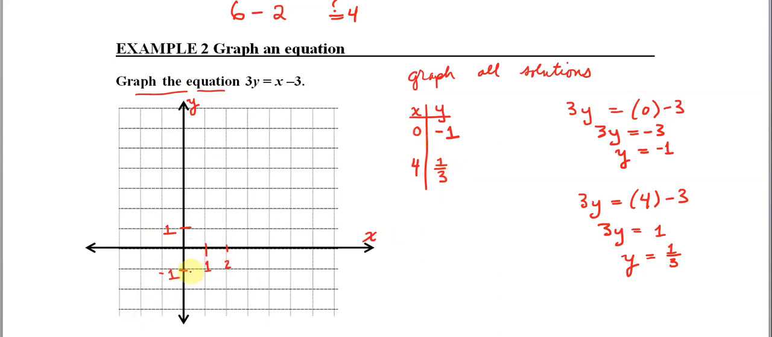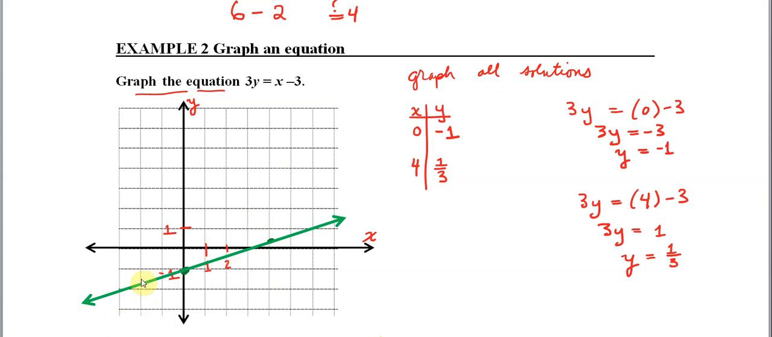Then we're going to graph our point (0, negative 1). That's going to be this dot right there. The x coordinate is 0, y is negative 1. Then (4, 1/3). So we're going to the right 1, 2, 3, 4, and up 1/3. So that's about right there. These are 2 solutions to this equation, but we want all the solutions. Because this is a linear equation, we can give all of the solutions pretty quickly just by drawing a line through those 2 points.